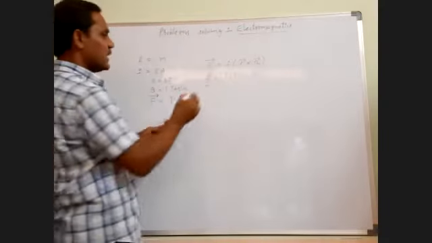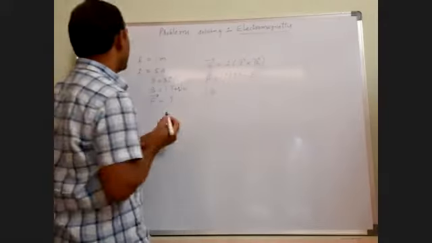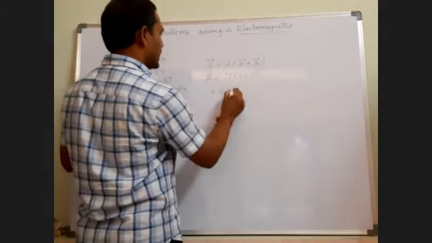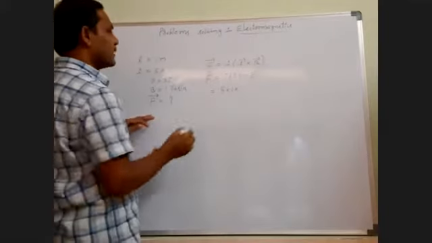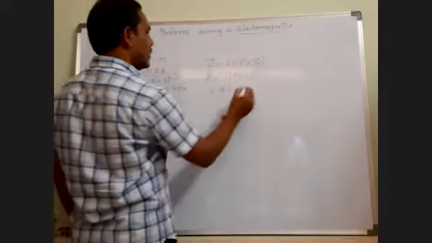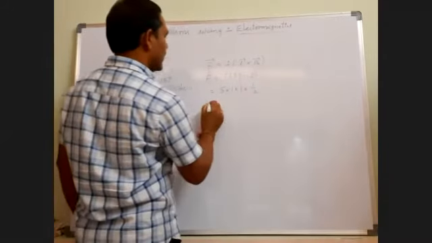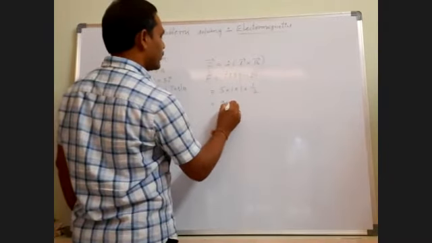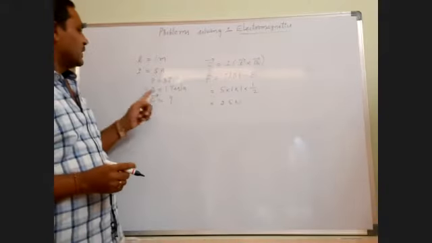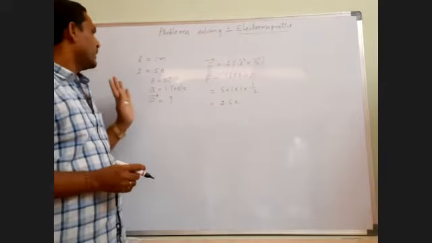Okay. So let us substitute the values. Tell me what is I? 5 amps. Length of the conductor 1 meter. Right? Magnetic field how much? 1 Tesla. Sine 30 how much? 1 by 2. Equal to 2.5 newtons. Okay. So F is equal to 2.5 newtons.